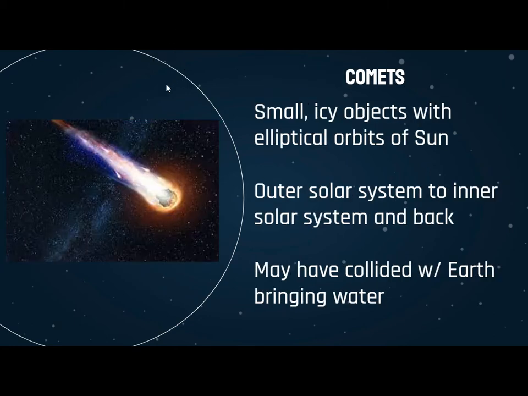Comets. Comets are not rocks. Comets are ice. They're balls of ice that have an elliptical orbit around the sun. They come from the outer solar system, either the Kuiper Belt or the Oort cloud, to the inner solar system, and then right back out.